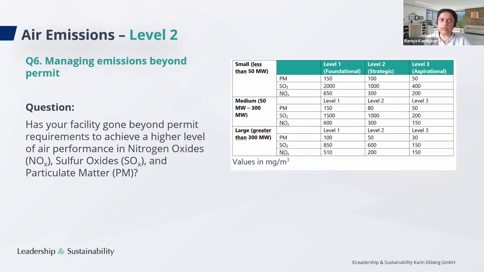So your question number six is, are you managing emissions beyond permit? And has your facility gone beyond permit requirements to achieve a higher level of air performance in your NOx, SOx, and particulate matter? So here, these are the values. Depending on whether you have a small boiler or a medium-sized boiler or a large boiler, based on the capacity of the boiler, IFC has recommended certain levels for your NOx, SOx, and particulate matter. And it is these values against which it is going to be compared.